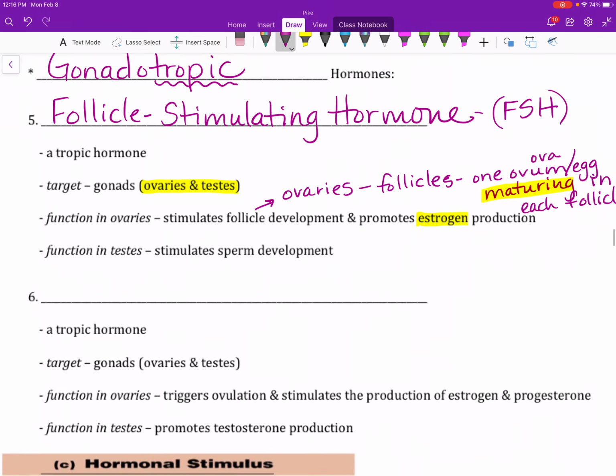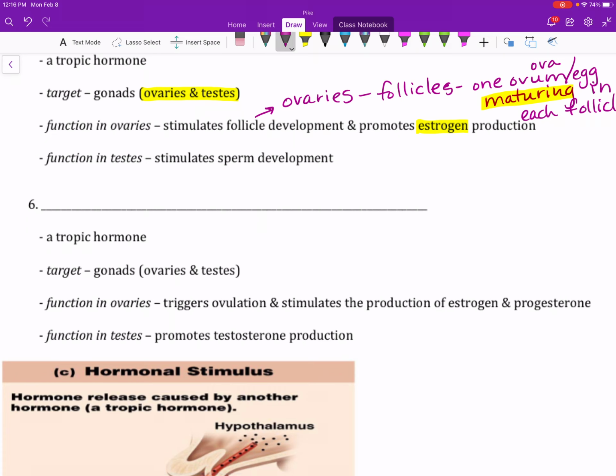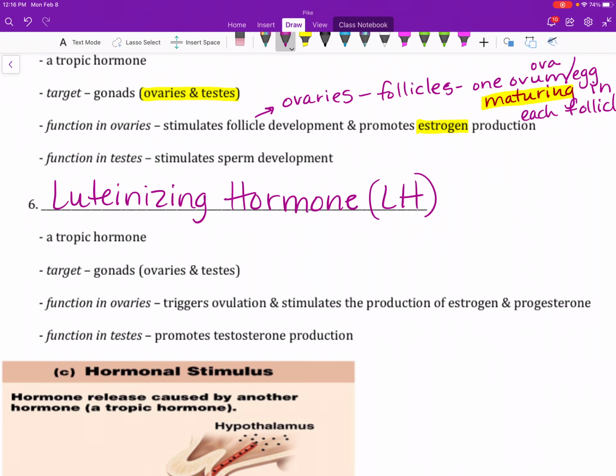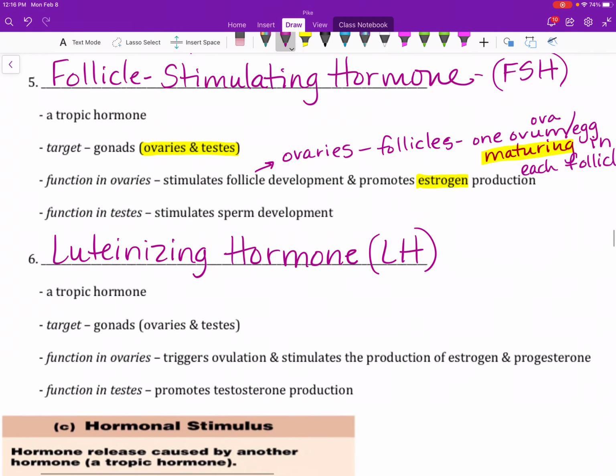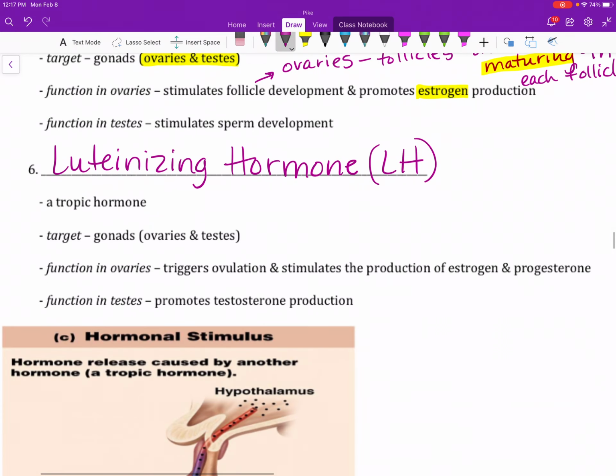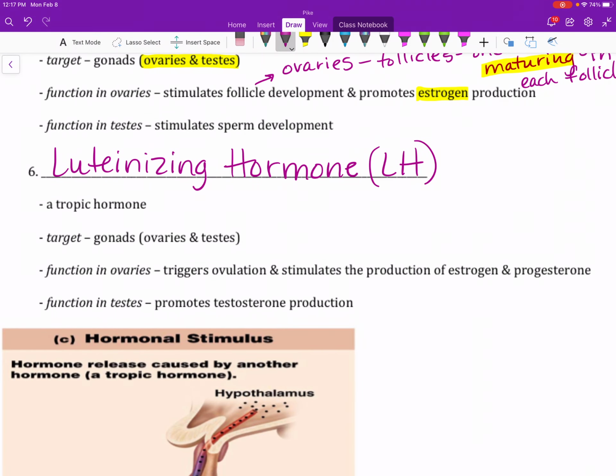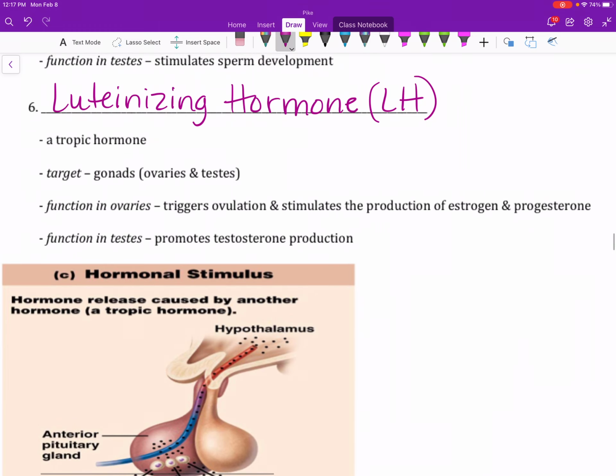So the second gonadotropic hormone is called luteinizing hormone, or LH. Luteinizing, I feel country when I say that. Luteinizing hormone is also a tropic hormone because it is one of two gonadotropic hormones. Even though it doesn't have tropic in the specific name, it is a gonadotropic hormone. So here it also targets the gonads, which are ovaries and testes, whether you're male or female, XX or XY. And I did those backwards. Female is XX, male is XY, what you're born with.